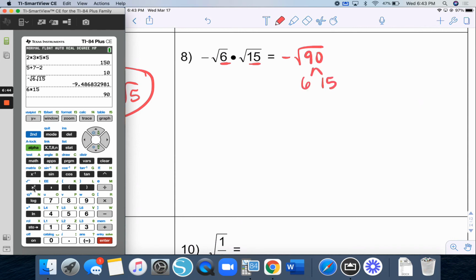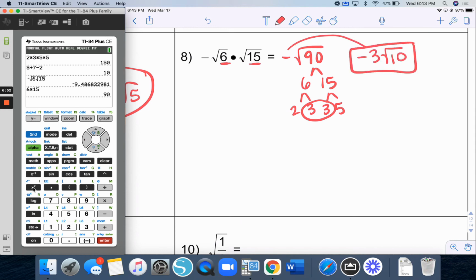6 is going to be 2 and 3. 15 is 3 and 5. So I can take out a 3. There was already a negative. And then the 2 and the 5 stay inside to make 10. Again, always check, especially if you're not feeling good about your answer. And we get the same ugly decimals.